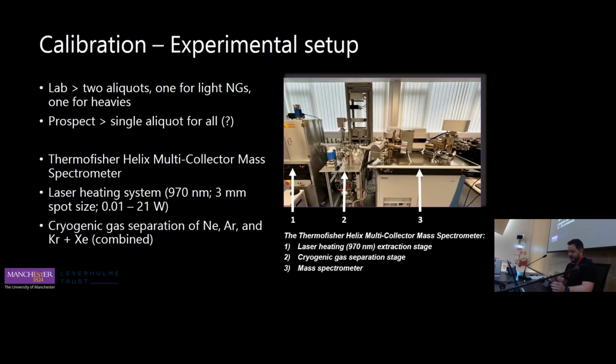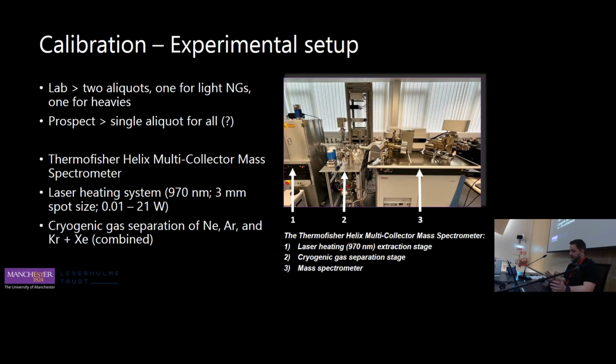So our setup in Manchester is a Thermo Fisher Helix multi-collector mass spectrometer. Our standard measurement protocol is to use 2 aliquots of any given sample, one for light noble gases, so helium, neon, and argon, and one for heavy noble gases, that are krypton and xenon. We sequentially heat a sample using a 917 nanometer laser, and we extract gases at defined laser power steps. And these gases are then purified across a range of getters and cryogenically separated into single element phases.